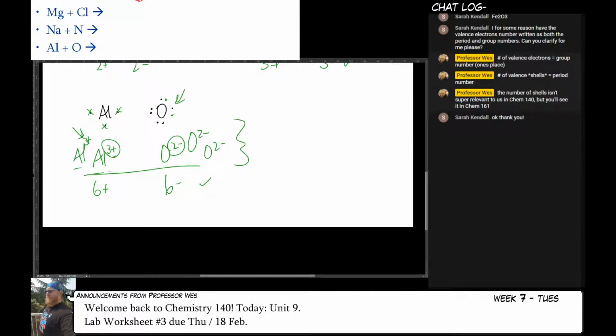Now I have 2 aluminums and 3 oxygens. My formula would be Al2O3. There you go. You're all set. Any questions, let me know in the chat.